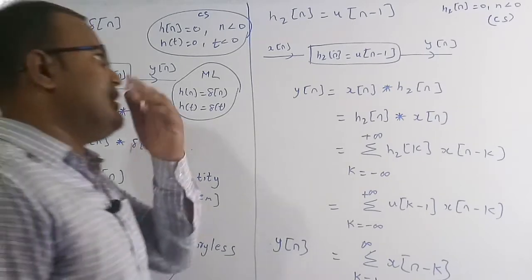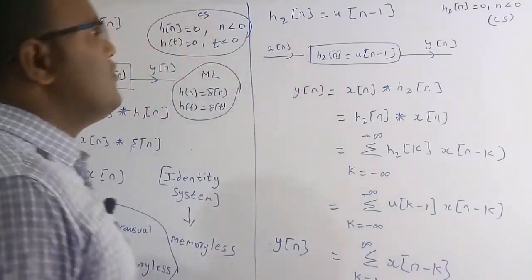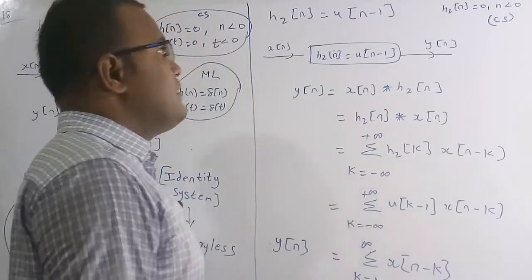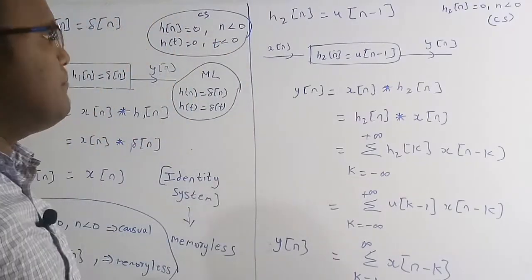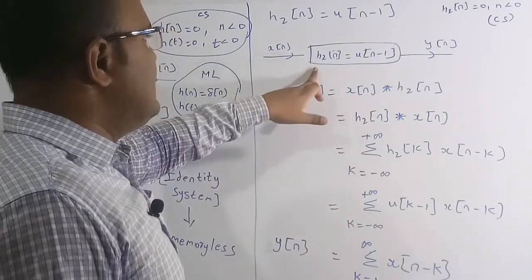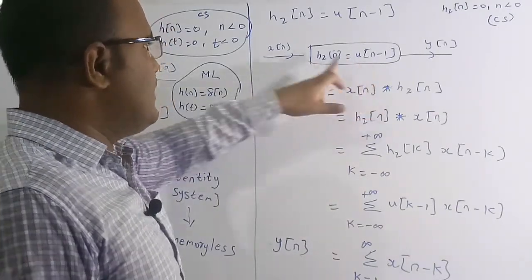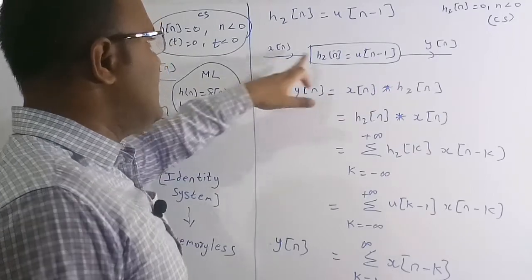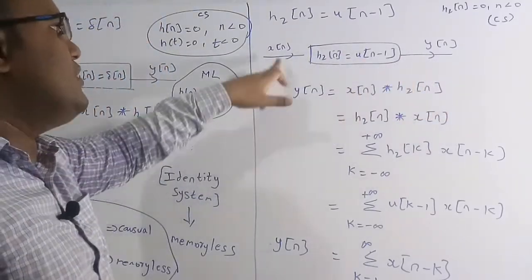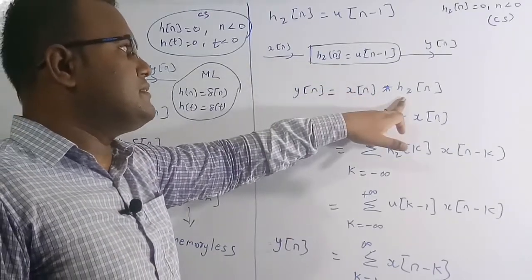Now let's go for the second thing. Here the impulse response h2 of n is equal to u of n minus 1. Now we have to check the two properties here also, the causal property and the memoryless property. Same thing here: suppose this is h2 of n, this is the input x of n and this is the impulse response, and now I want to find the output.